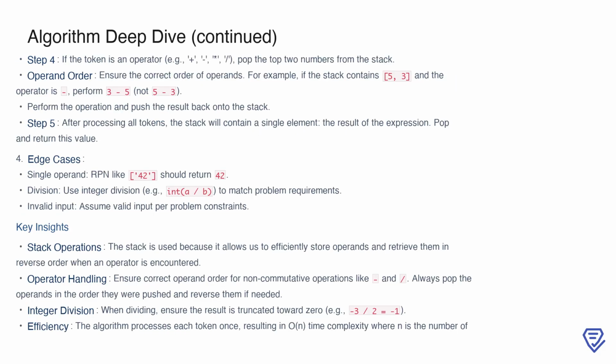When the token is an operator, such as plus, minus, asterisk, or forward slash, we pop the top two numbers from the stack. It's important to maintain the correct order of operands since operations like subtraction and division are not commutative.